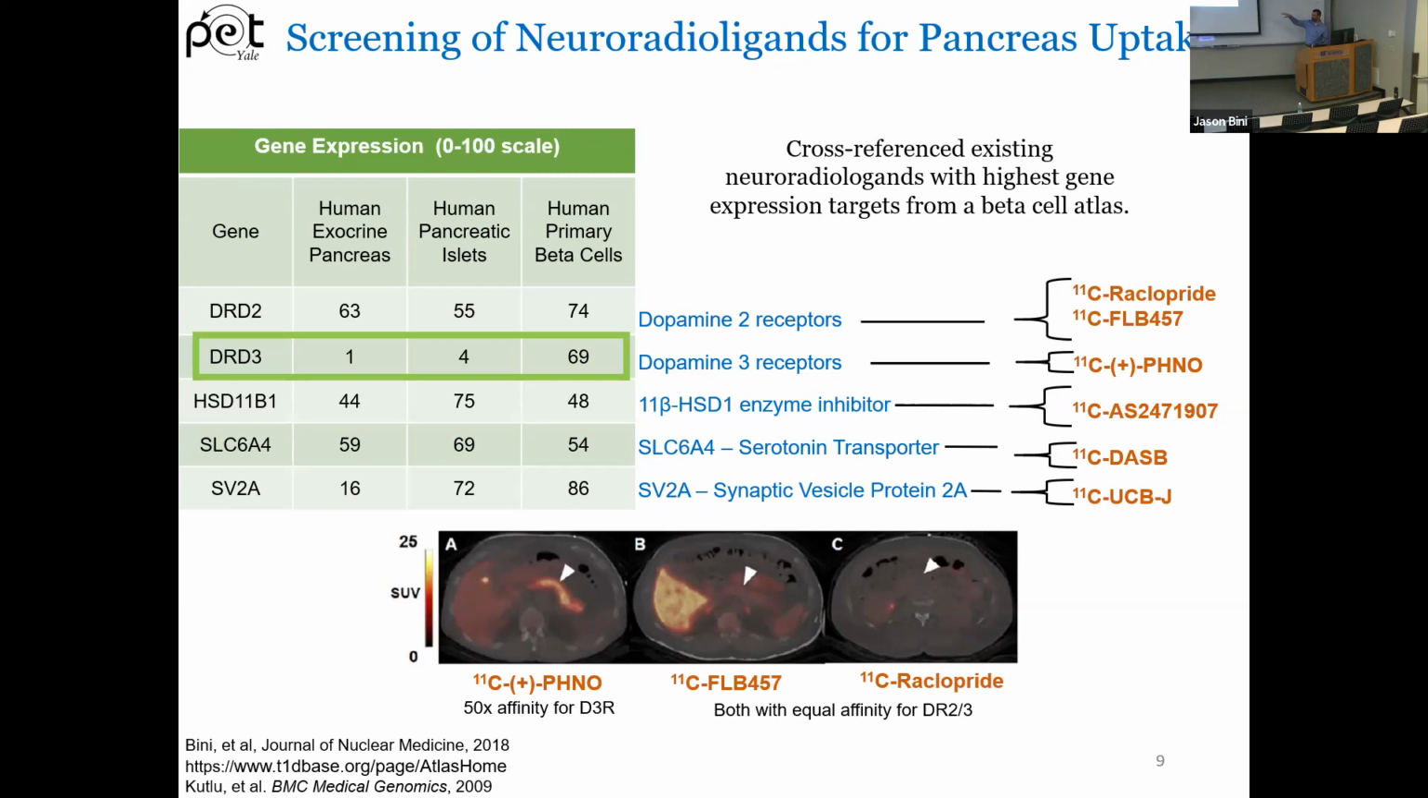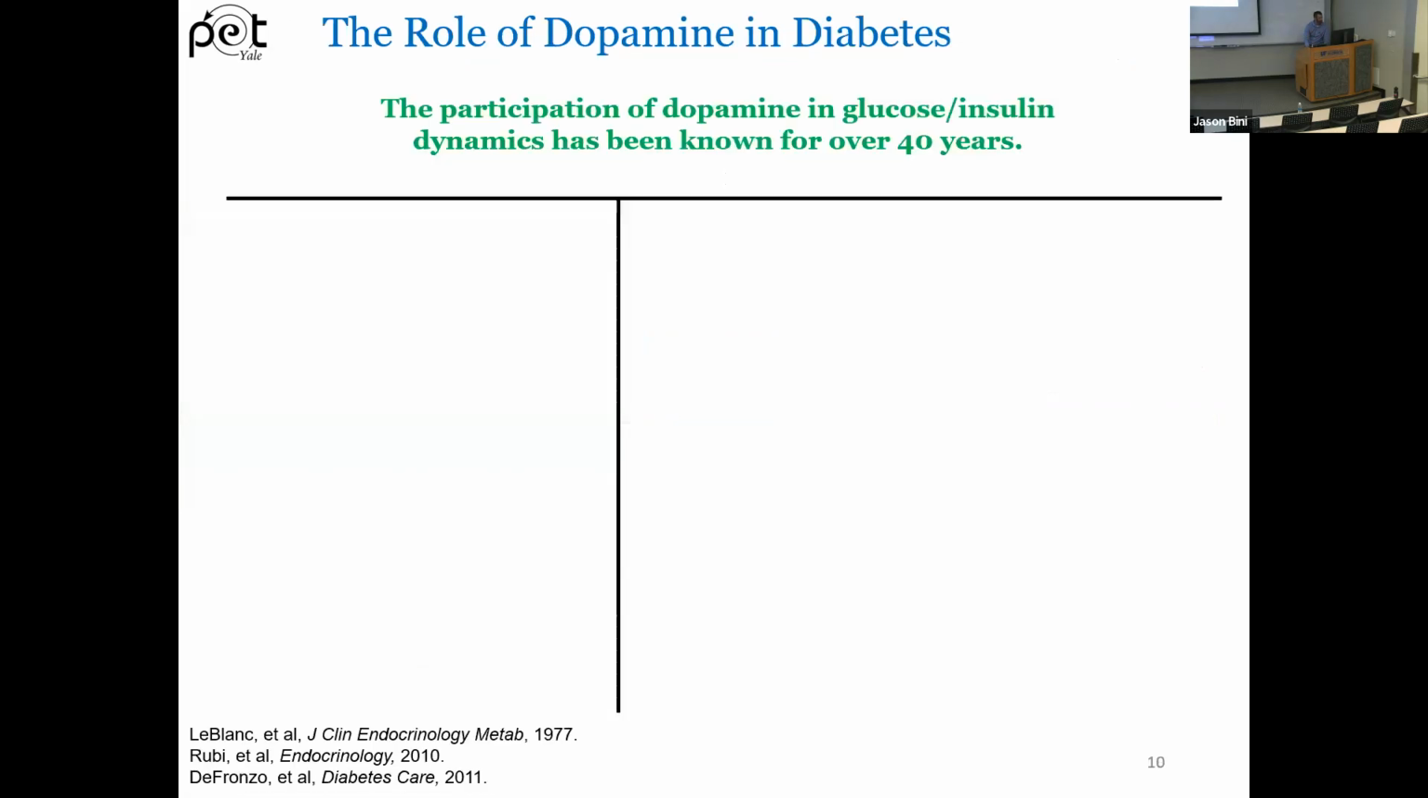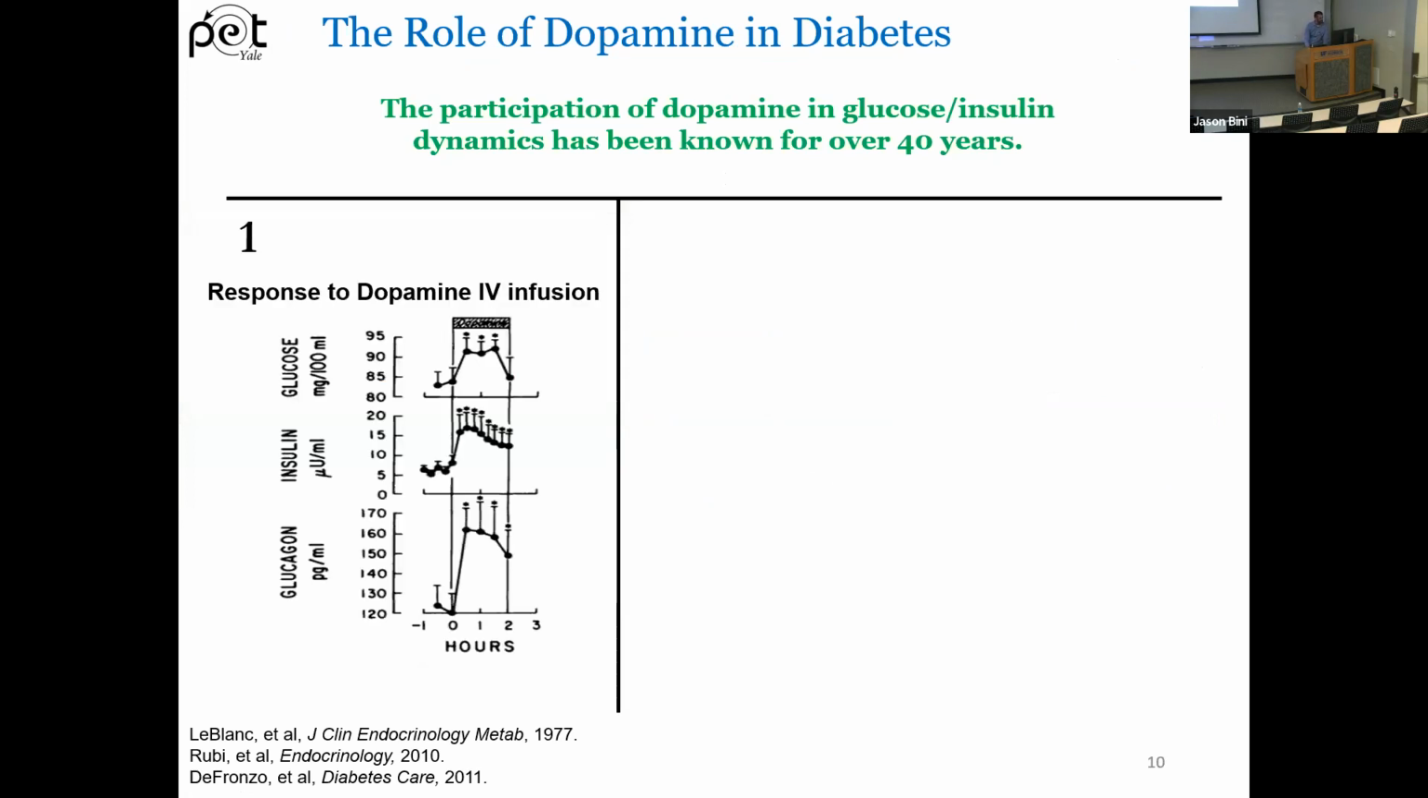In this database, at least, there was very high D3 expression in the primary beta cells, where there's none in the islets and the exocrine pancreas. We're still trying to validate some of this as well. But then we went back, and the role of dopamine in diabetes has actually been known for over 40 years.